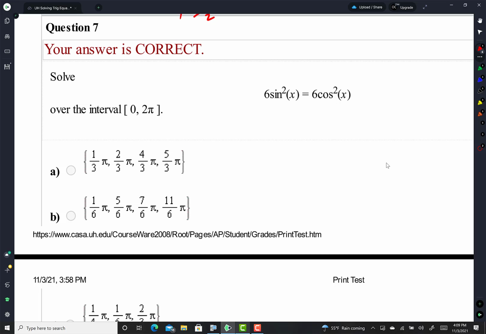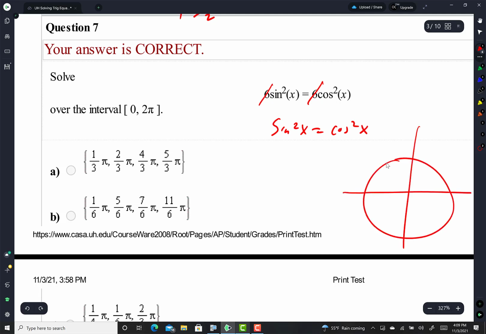5 sine squared equals 5 cosine squared. It's going to be the same as this one. So here it is. This one has 6 and 6. I can take those out. See? So then I have sine squared x equals cosine squared x.